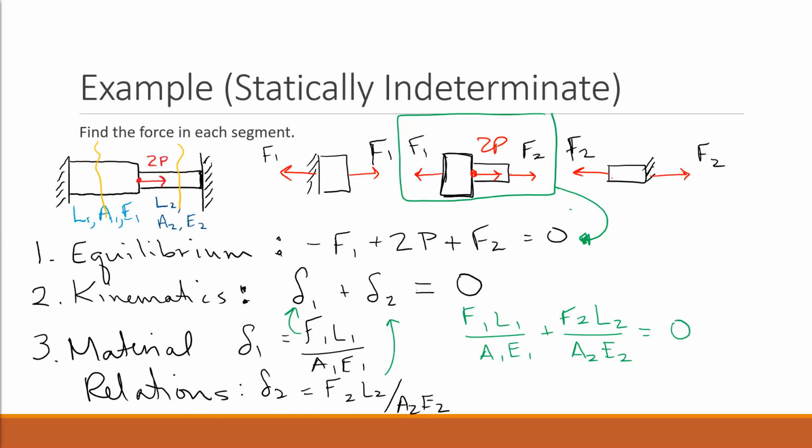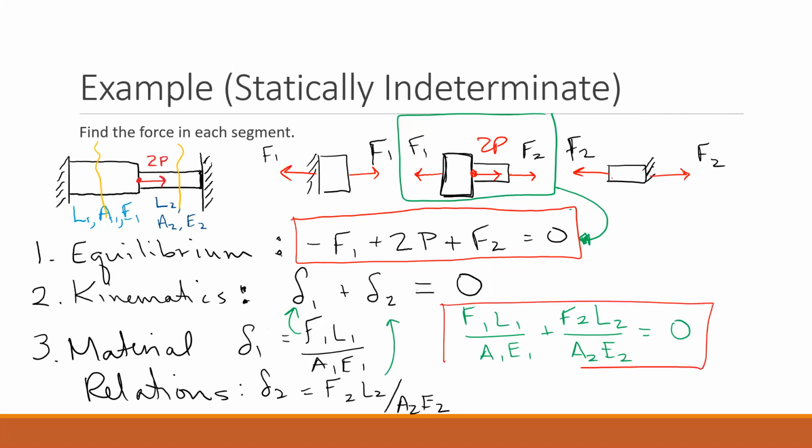So now we have our equilibrium equation that is a function of F1 and F2, and our kinematics and material relations that have been combined into one equation that is also a function of F1 and F2, and we can solve for those values of F1 and F2. Any questions about that procedure?